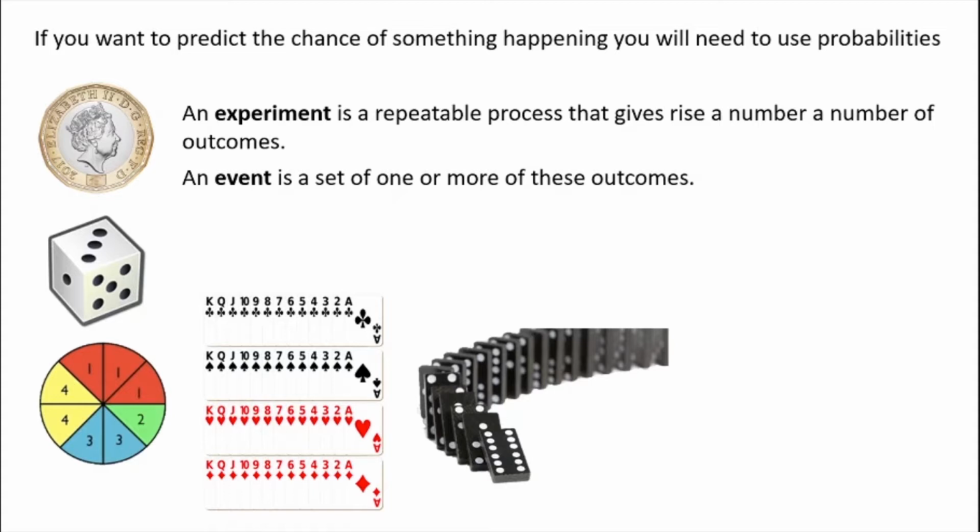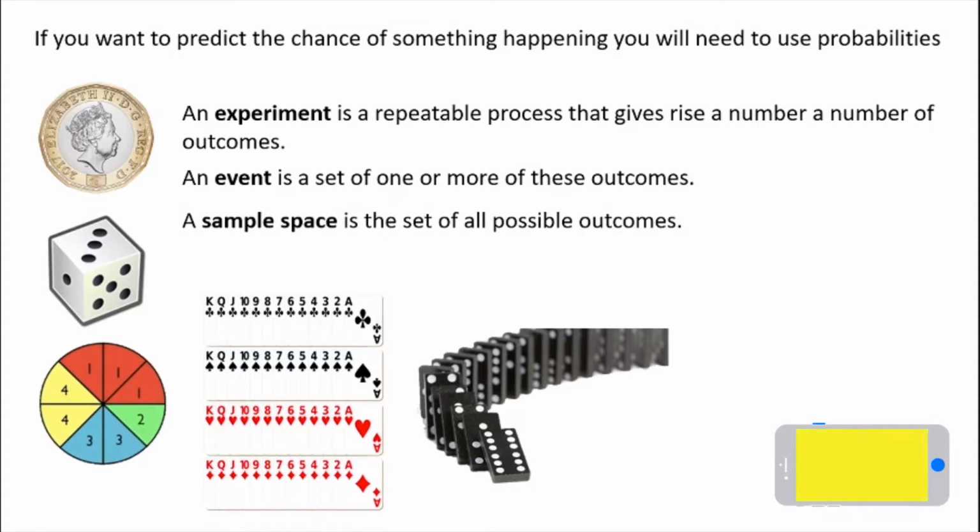A sample space. This is the full set of all possible outcomes. Sometimes these can be written as a list. Sometimes we might need to make a table or diagram to demonstrate all of the possible outcomes. Okay, so let's have a look at these in specific situations.